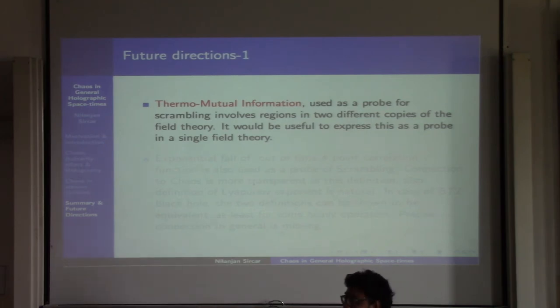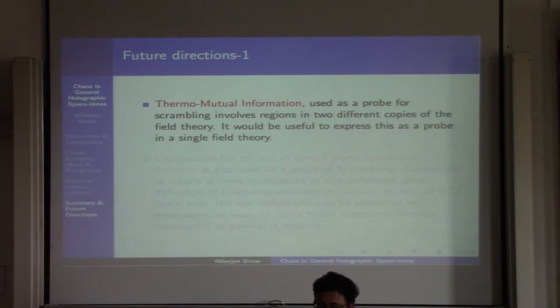So some future directions. We use this thermal mutual information as a probe of scrambling, involving regions in two different copies of the field theory. One thing is that there is a hope that it will be useful to express this in terms of a single field theory. Various quantities in the thermofield double you can translate into a single-sided quantity. But in general, it is not very well known how thermal mutual information will translate to a single-sided quantity.